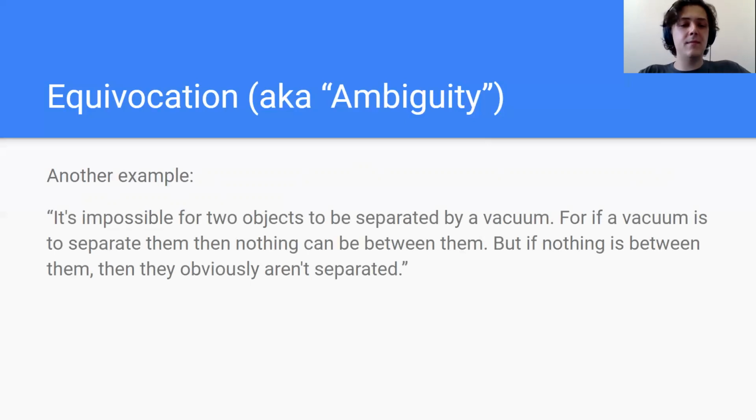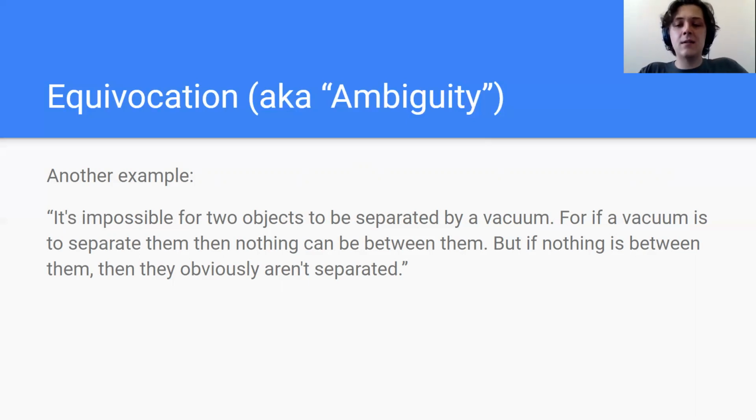Here's another example. It's impossible for two objects to be separated by a vacuum. For if a vacuum is to separate them, then nothing can be between them. But if nothing is between them, then they obviously aren't separated. Right. So this is an argument for the claim that two objects can't be separated by a vacuum. Like, for example, in the vacuum of space, that it's impossible for the Earth and the Sun to be separated by a vacuum, the vacuum of space, in between them.